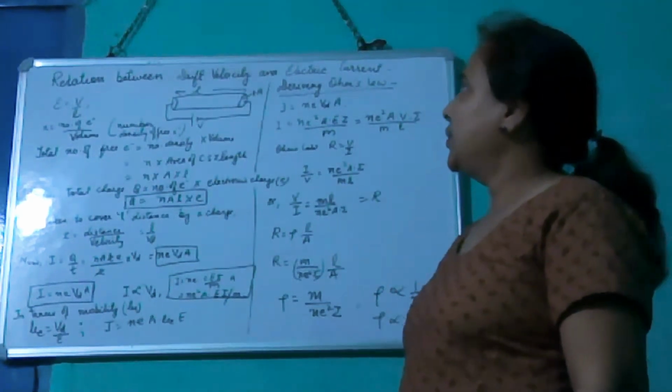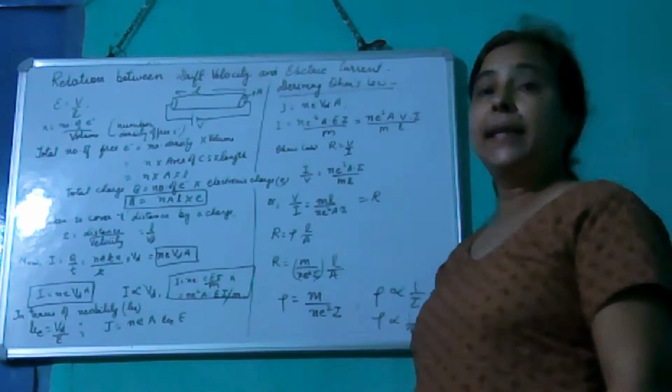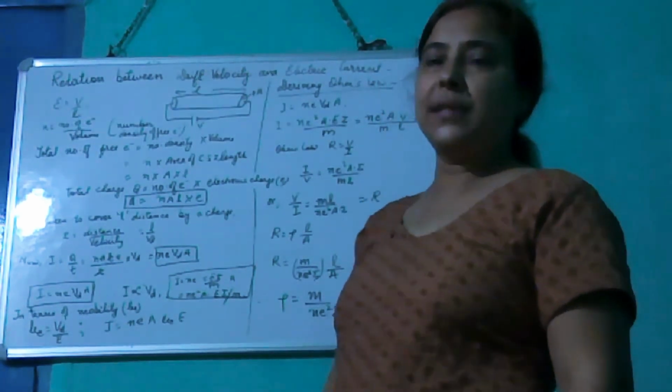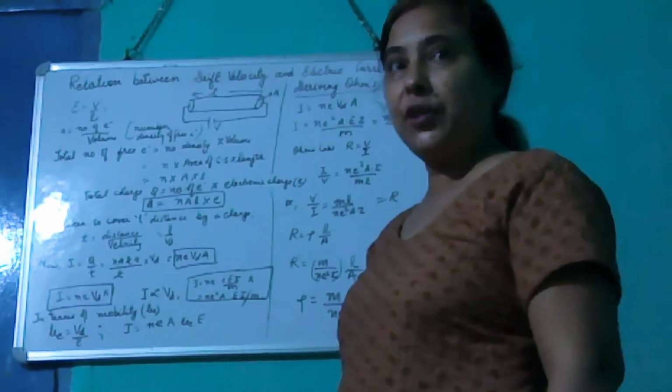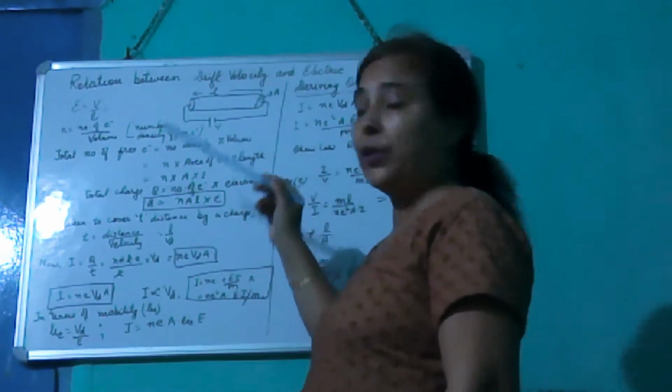Good morning, children. Today we'll find a relation between drift velocity and electric current. A direct portion for 5 marks as well as 3 marks portion for CBSE class 12 board. So, how do we find? What have we assumed here?